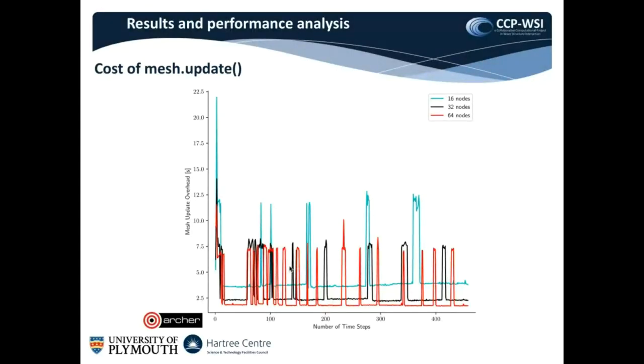But if you're using more MPI partitions, you can see the MPI cost, because you have frequent mesh updates, therefore you have more communication if you're using more MPI partitions. But the total cost for mesh update overhead is actually quite small compared with using a smaller number of MPI partitions.